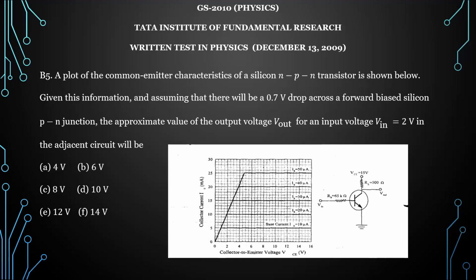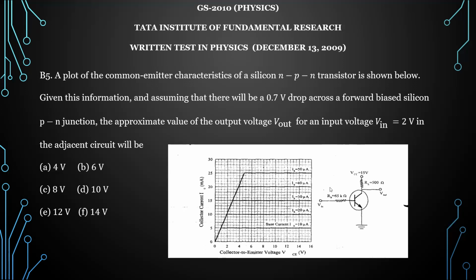Hello students, let us solve this problem from TFIR 2010. In this question, they have given you the common emitter characteristics for an NPN transistor, and they're saying that the drop across this forward bias PN junction is 0.7 volt. And if we apply V input equals 2 volt, then what will be the output at this terminal?